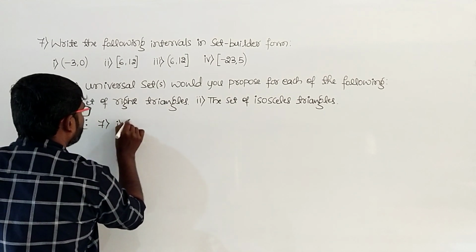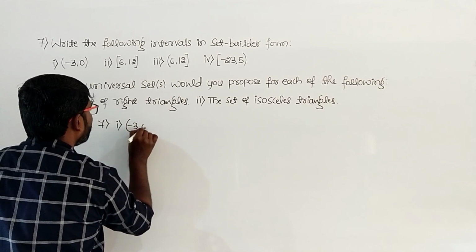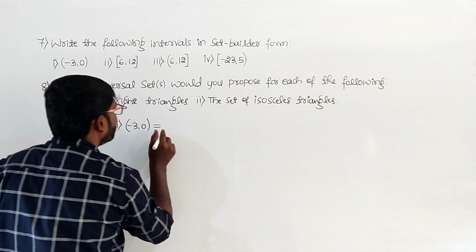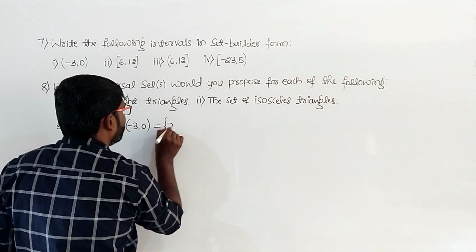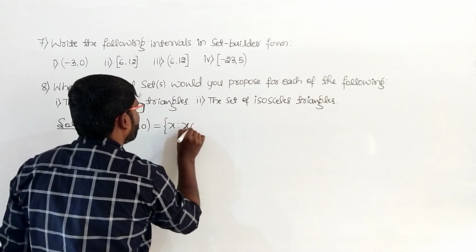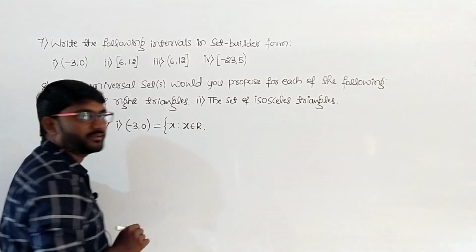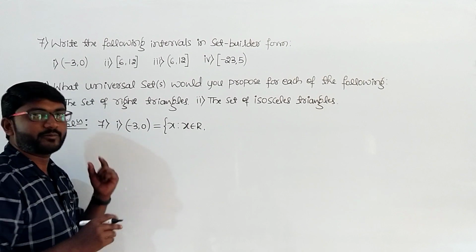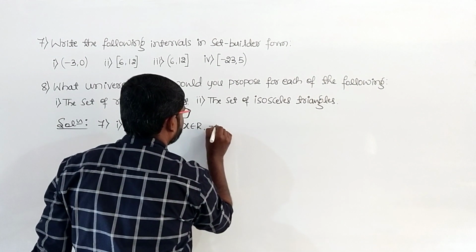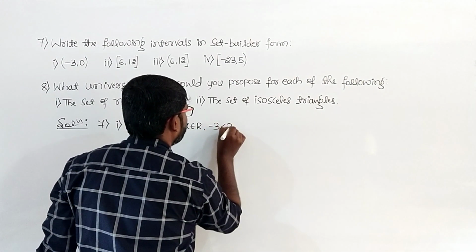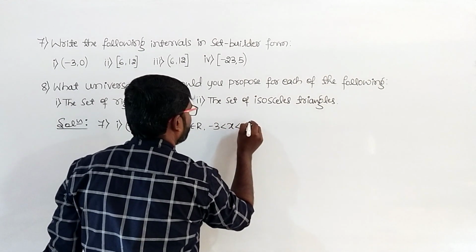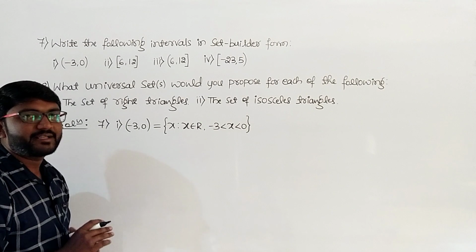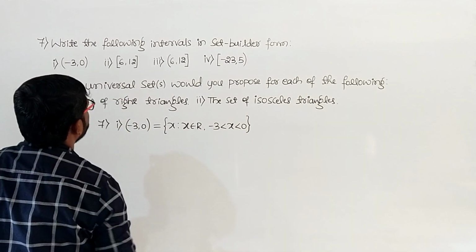We'll take the open interval minus 3 comma 0. So this is equal to, in the set builder form, x such that x belongs to R, the real numbers, and then x is greater than minus 3 and less than 0 because it is open interval. Here minus 3 less than x less than 0. So this is the set builder form of the open interval minus 3 comma 0. Then we'll take up the second one.